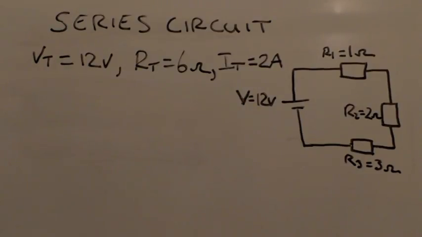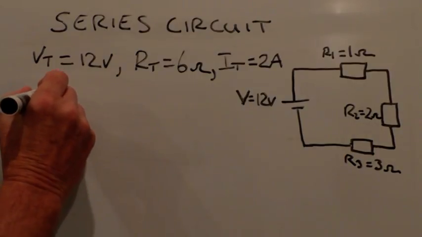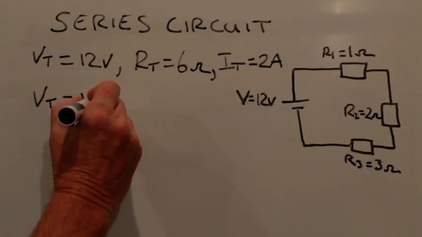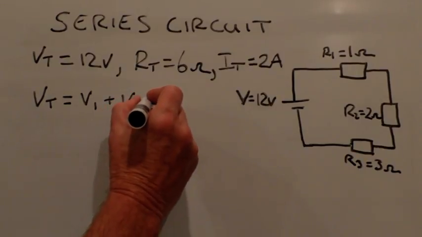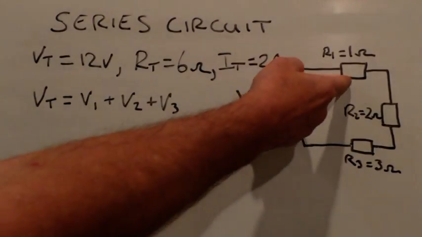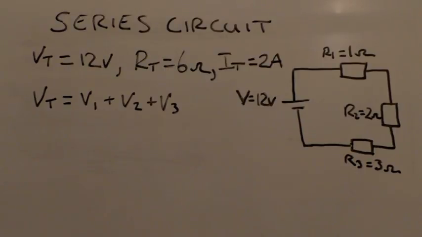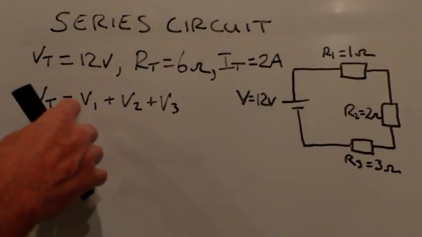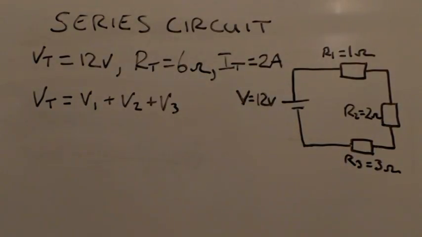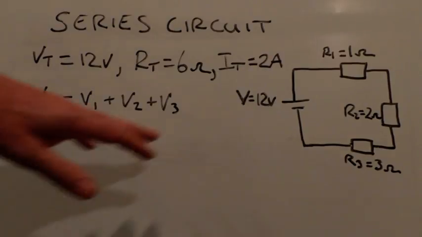Okay, so the next value that we need to determine is the voltage drop across each resistor. Now, the rule for this is VT. So VT is the 12 volts, is going to equal V1 plus V2 plus V3. And these three voltages are the voltage drops across R1, R2 and R3. So this rule is known as Kirchhoff's voltage law, where all the voltages dropped across the resistors add up to the voltage at the source. Okay, so to find the voltage drop across each resistor, we need to use the values that we've found up here.